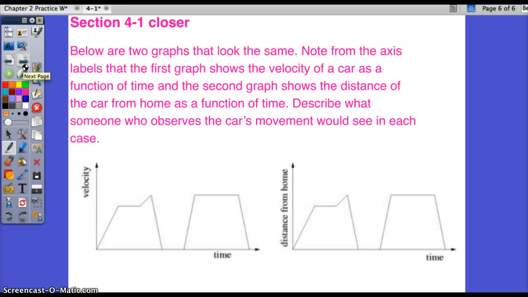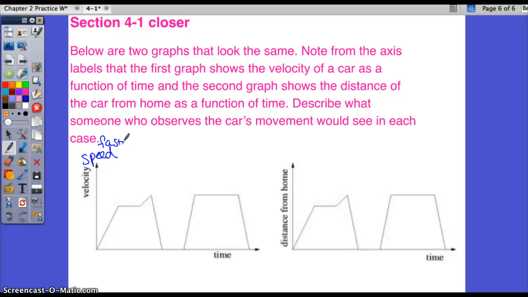Now we have our last thing, it's a closure. It says below are 2 graphs that look the same. Note from the axis labels that the first graph shows the velocity of a car as a function of time. Velocity is the same thing as speed, so this is how fast they're going as a function of time. The second one shows the distance the car is from home as a function of time. Describe what someone who observes the car movement would see in each case.